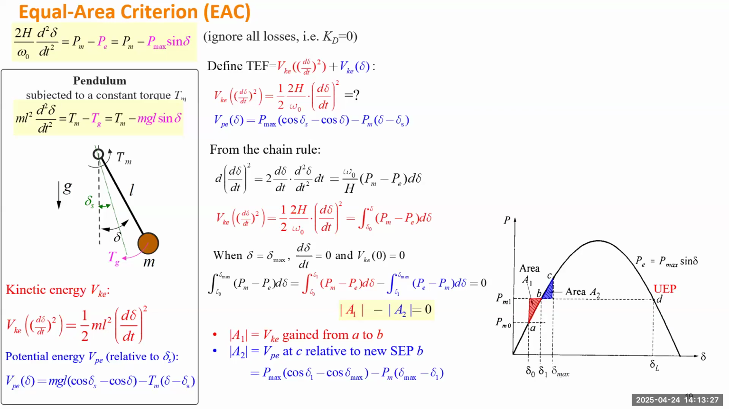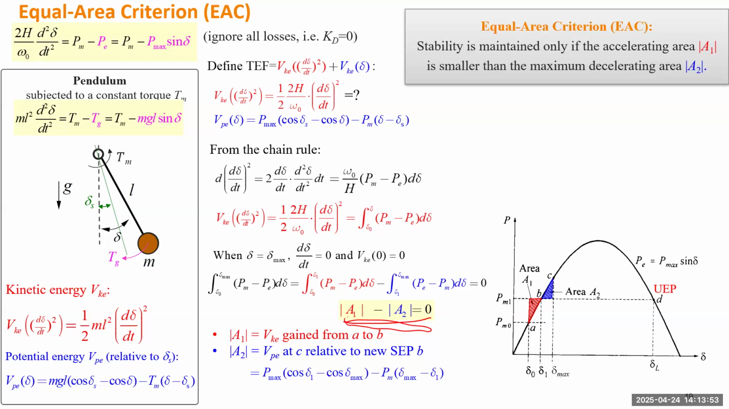And here we prove A1 has to be equal to A2. Those two energies have to be equal. Even if the shapes are not exactly matched, based on the conservation of energy law, if there's no friction, no loss, those two areas have to be equal. So this gave us a way, based on the transient energy function defined for a single machine infinite bus system, to study the transient stability. That is called the equal area criterion.